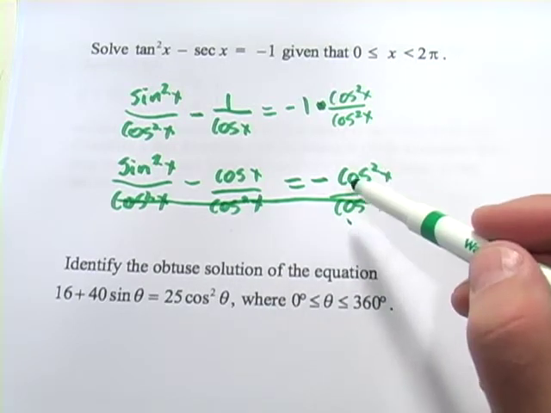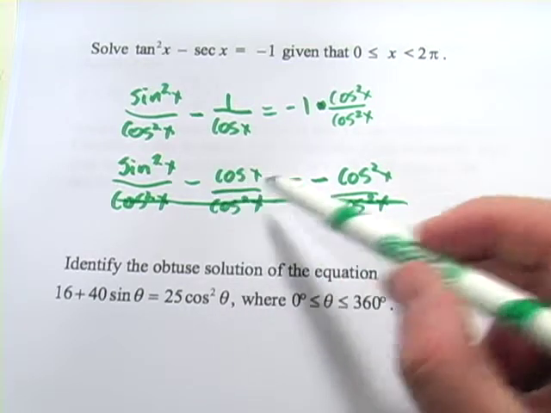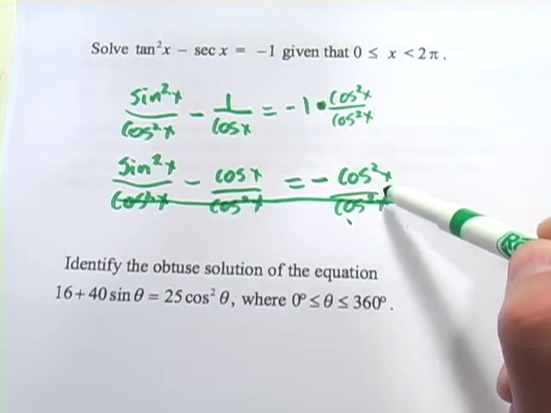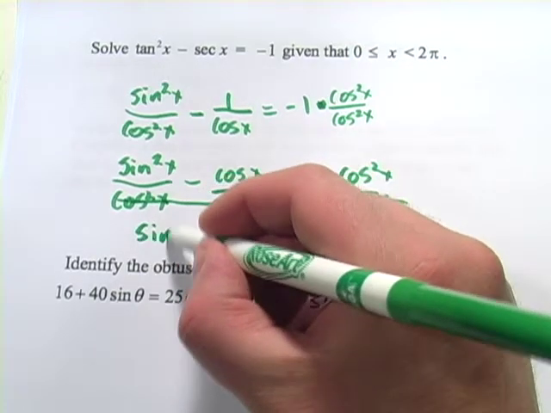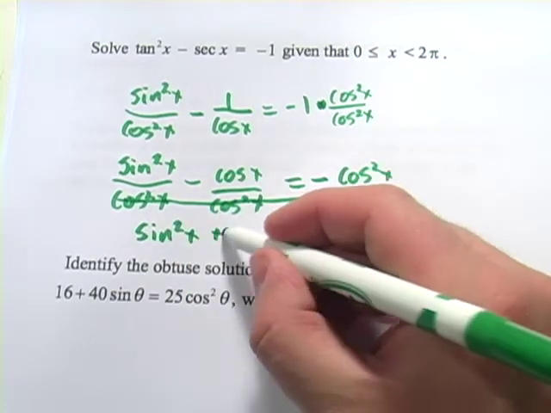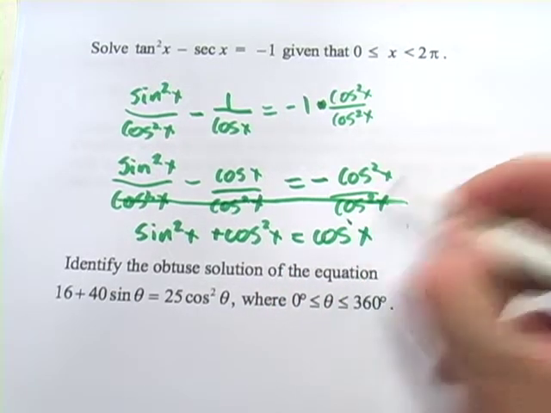What I'm going to do is just a little rearranging. I'm going to move this negative cosine squared x over here and the negative cosine x over here. I'm adding a cosine squared x to each side and adding a cosine x to each side. That comes out as sine squared x plus cosine squared x equals cosine of x.